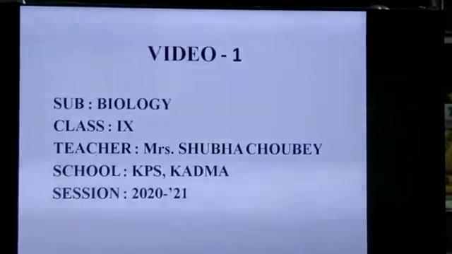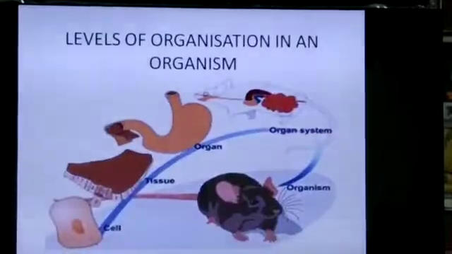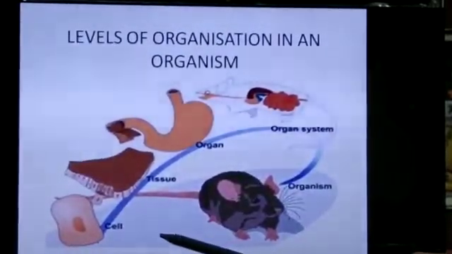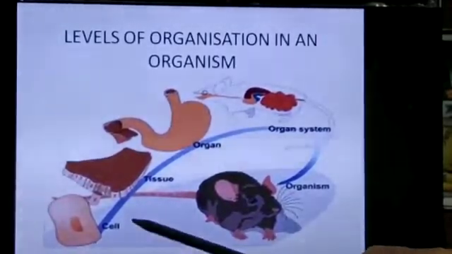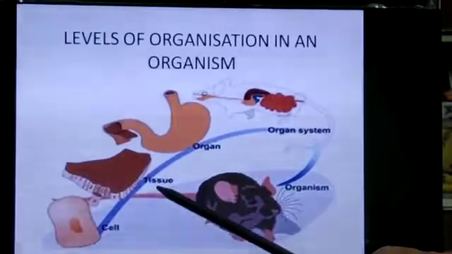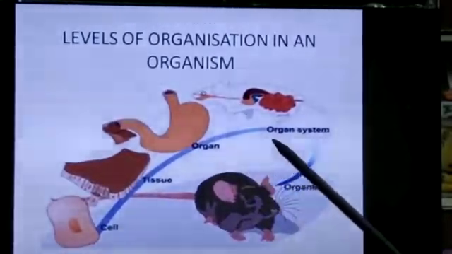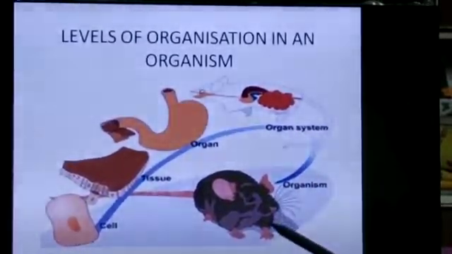biology. In the previous 5 videos, you had learnt about chapter cell. Here is a flowchart which shows the levels of organization in an organism. Let's quickly go through it. Cell, the unit of life. Many cells make up a tissue. Tissues make up an organ. Organs work in coordination to form an organ system. And many organ systems make up an organism.